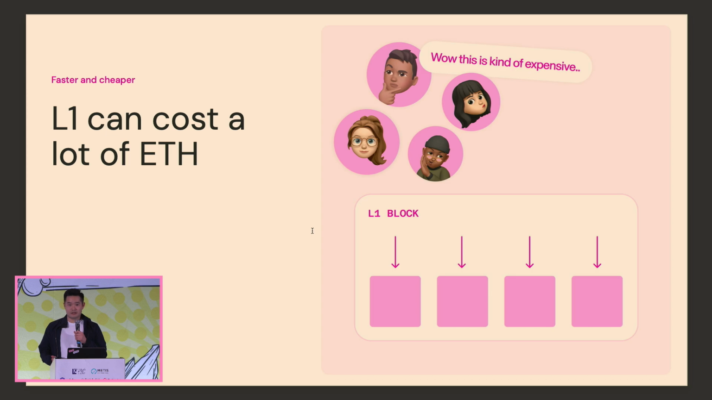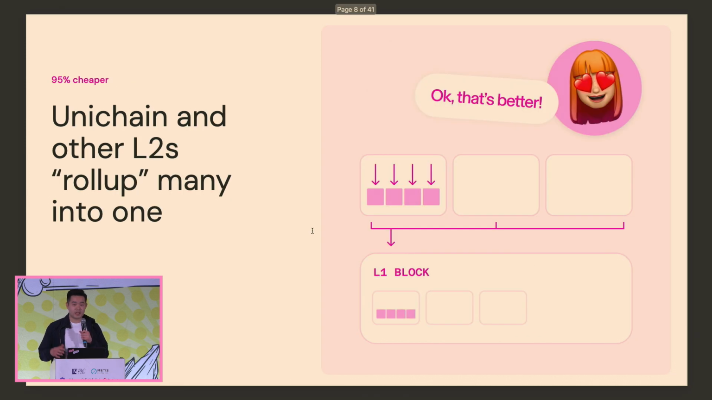L1 can be pretty expensive, and that's off-putting for a lot of users, especially new to crypto users who don't want to pay $45 for a swap or $100 to mint an NFT. What rollups do is that they roll up many user transactions into one L1 transaction. So you make a transaction on L2, it gets put into a set of L2 blocks, which are then posted in a single transaction to Ethereum L1. And so the effect of this is that transactions on Unichain are 95% cheaper than transactions on Ethereum L1.